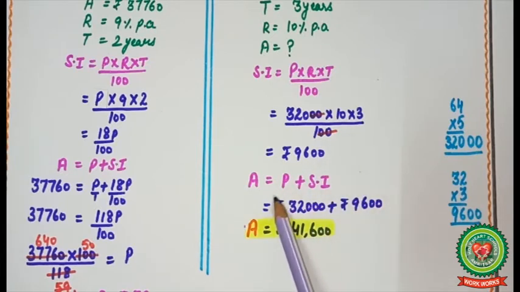Now, because here we need to find the amount, the formula of amount is equal to P plus SI. Put the value of P here, that is 32,000, and SI is rupees 9600, right? So when you add them, we will get rupees 41,600, right? So this is what we needed to find. So now move to the next example.